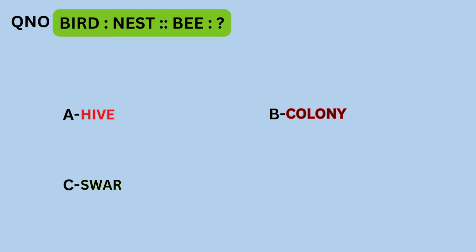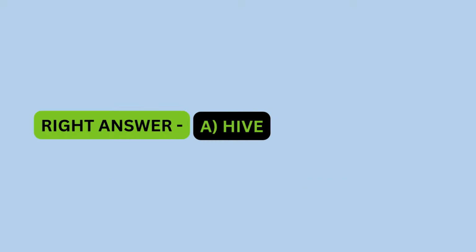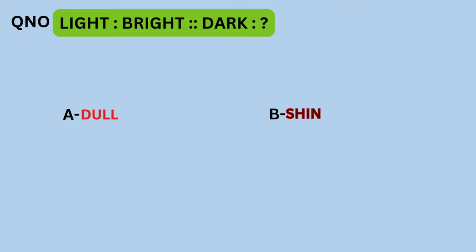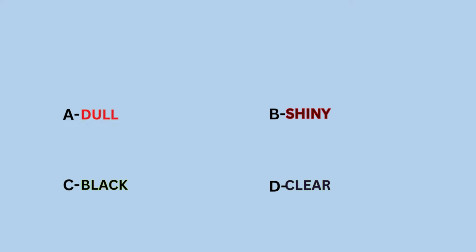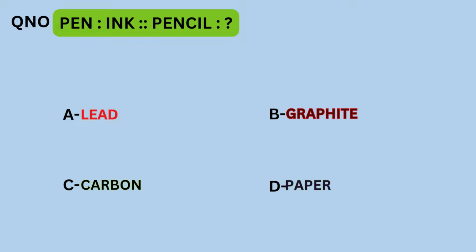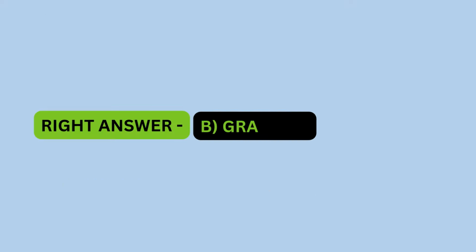Is it A. hive, B. colony, C. swarm, D. garden? The correct answer is A. hive. Question 4. Light is to bright as dark is to. Is it A. dull, B. shiny, C. black, D. clear? The correct answer is A. dull. Question 5. Pen is to ink as pencil is to. Is it A. lead, B. graphite, C. carbon, D. paper? The correct answer is B.